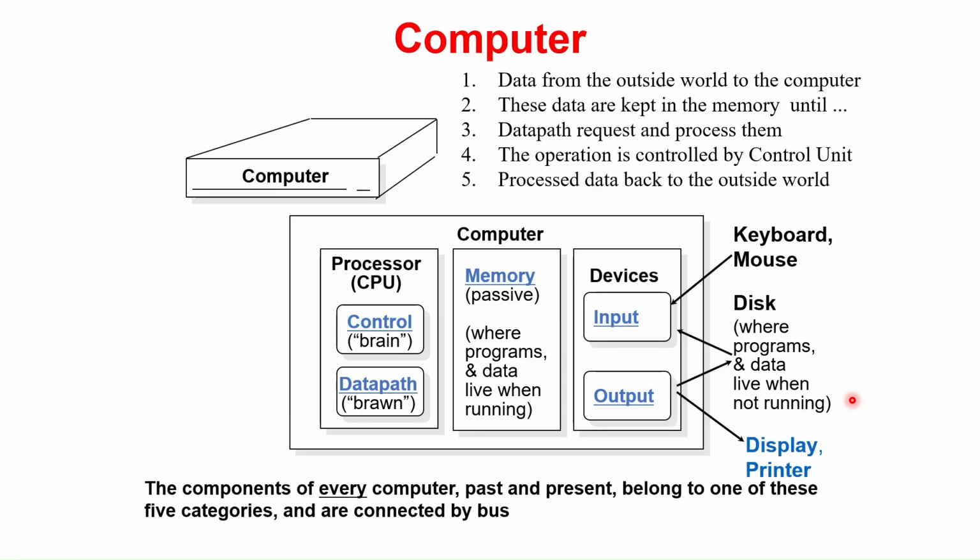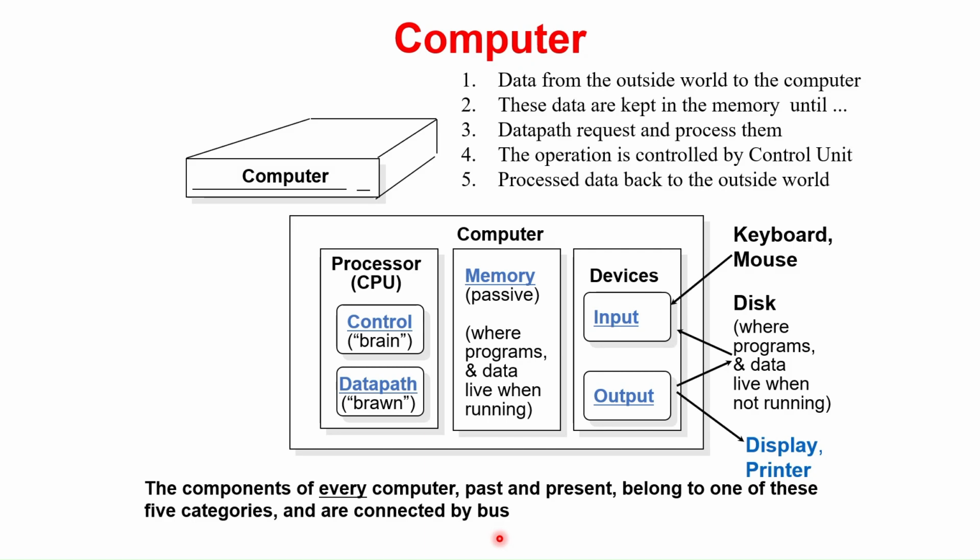Storage devices like disks hold programs and data when they are not running. This is where information lives long term, like the hard disk in your computer, which is in the form of HDs or SSDs. All these components are connected by a bus, which is a communicating pathway that allows them to transfer data back and forth. This basic structure applies to every computer from the earliest machines to the most modern ones. So this is the main architecture of all computer systems.